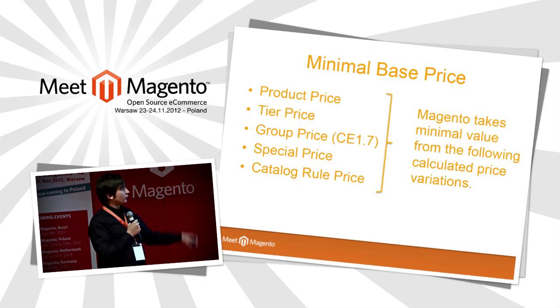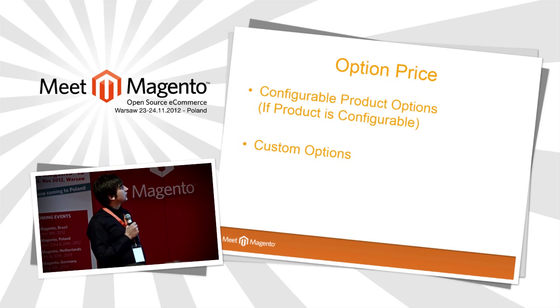And catalog rule price. Catalog rule price is actually generated by applying catalog rules. And the catalog rules are applied based on the product price. No special, group or tier price is used when you calculate a special discount in catalog rules. And this catalog rule price can actually be aggregated from multiple rules. So if you have more than one rule that the product can be applied for, Magento will summarize these discounts.